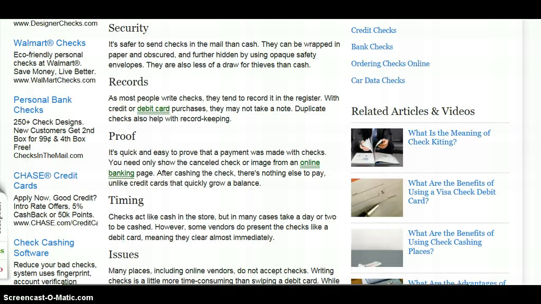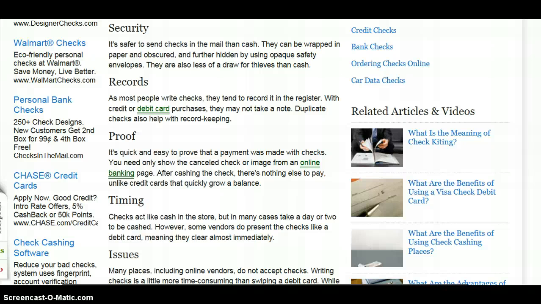When it comes to writing checks, there's many reasons why people use checks instead of using credit cards, debit cards, or different types of payments. First, it's security. It's safer to send checks than cash, especially in the mail, because you know, people can easily hide the fact that there are checks in there.